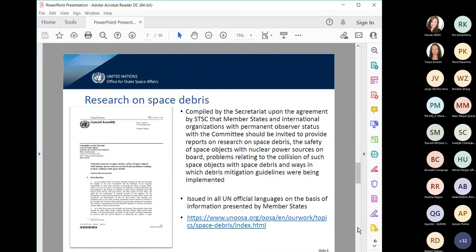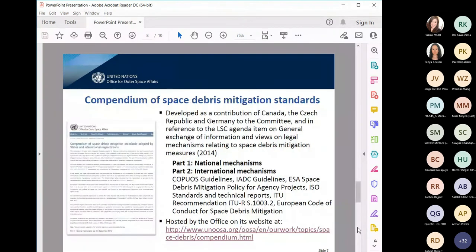The second compilation that I would like to share with you is a compendium of space debris mitigation standards.